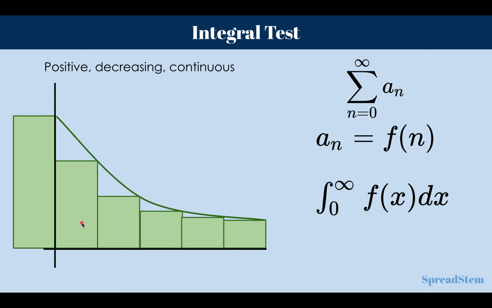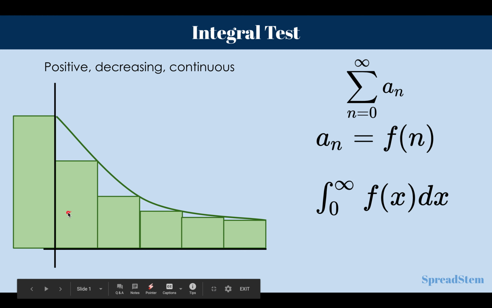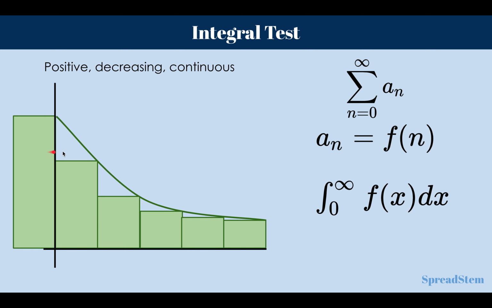Then all we have to do to convert it from n equals 1 to infinity to n equals 0 to infinity is just add this first term. So if this whole part was converging, then so would n equals 0 to infinity, because all you would have to do is add this one number.